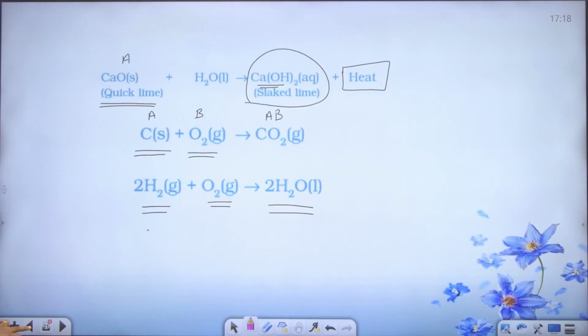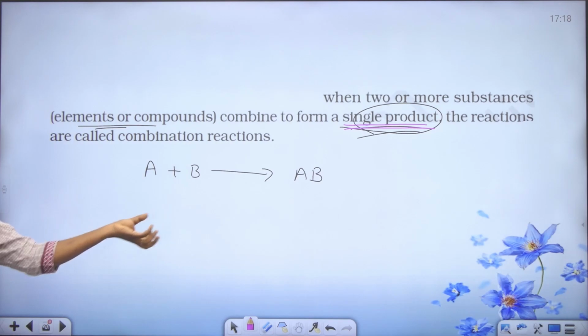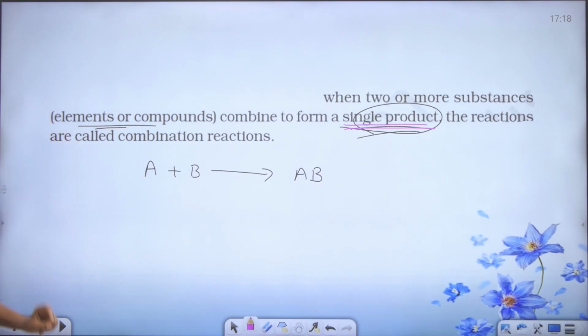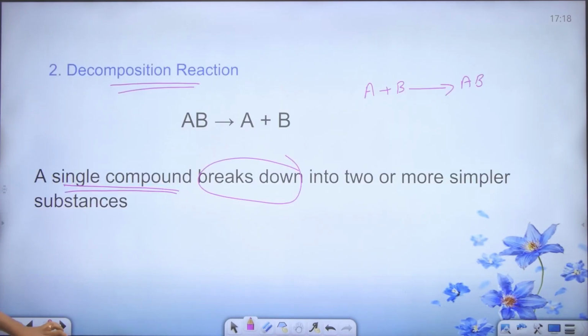But in a combination reaction, two or more substances combine to form a single compound. In a decomposition reaction, a single compound decomposes or breaks down into two or more simpler substances. That type of reaction is called a decomposition reaction. A decomposition reaction is just the opposite of a combination reaction.